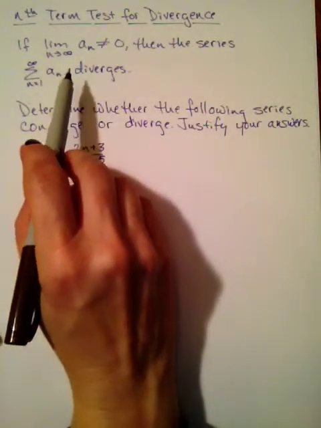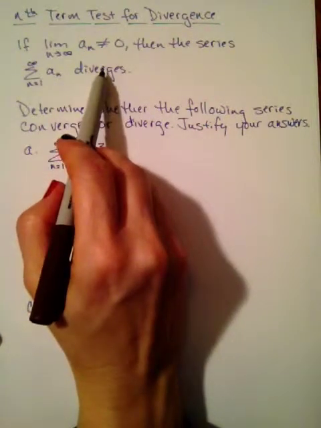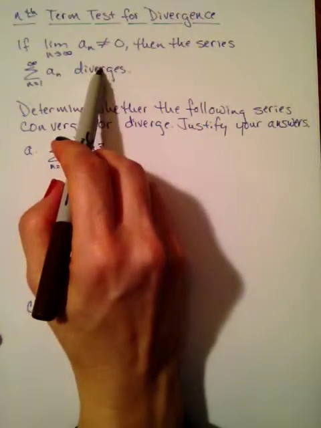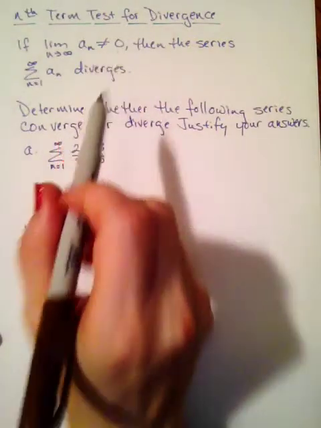Now, it does not say that if it equals 0, it converges. And that's not necessarily true. In some cases it does converge, in some cases it diverges, but what that really means to you is you switch tests, you try something else.